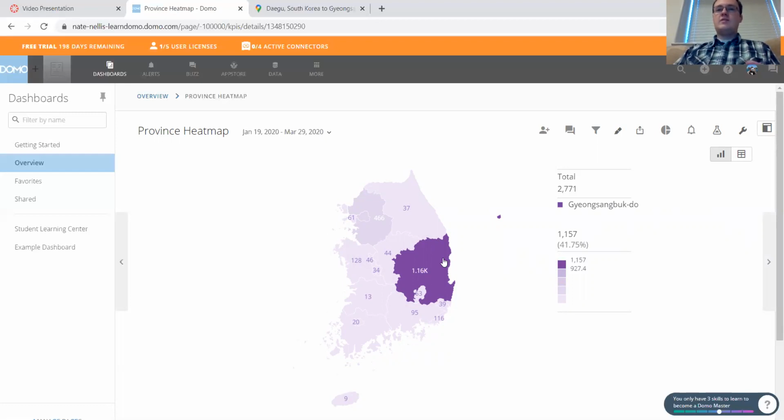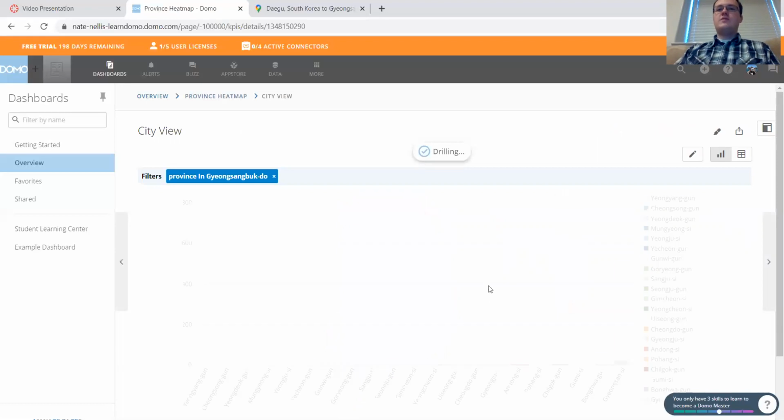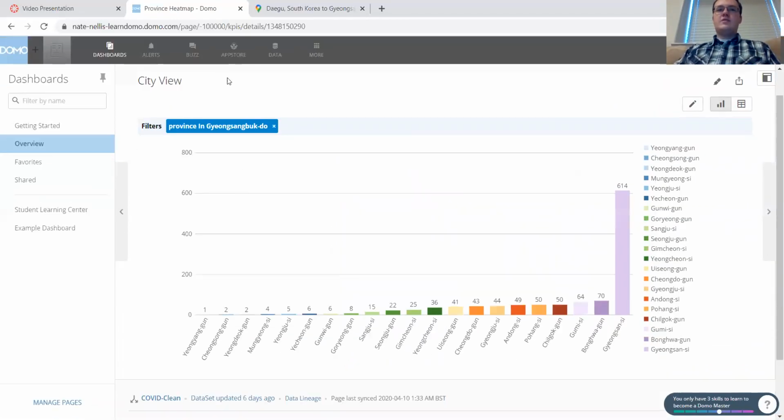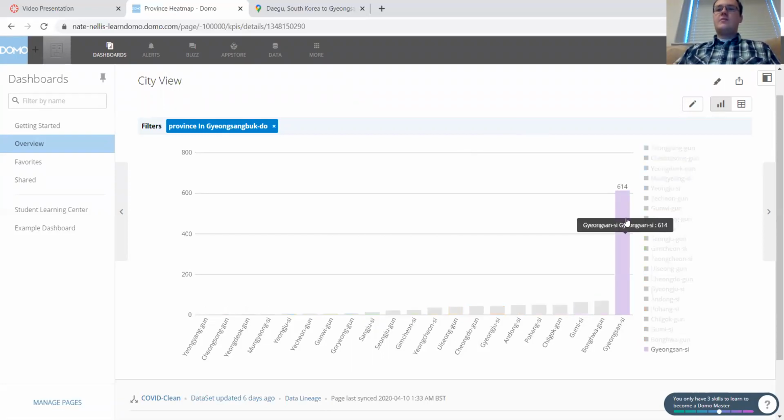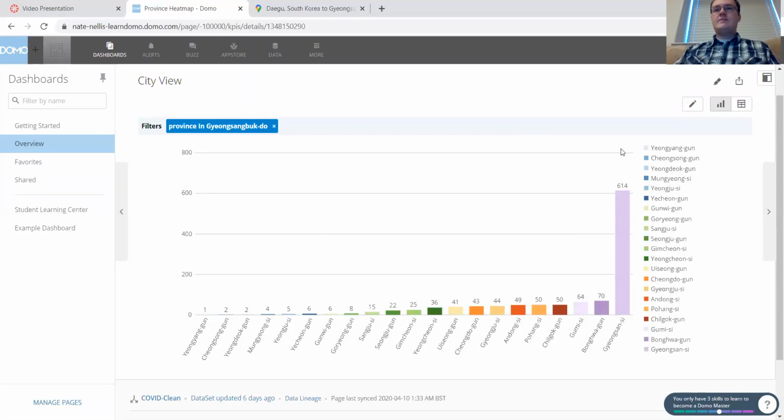If we click into these graphs, we can do drill downs, which is a feature that Domo has, or we can look at this filter here, which is on the province of Gyeongsangbuk-do, and we can see the different cities that are in the province. Just like we saw previously with the whole country, there's one city in this province that stands out from all the rest of them, which is this one, Gyeongsang-si. It has about 50% of the cases in this province in just this one city, which is a lot. The next city is about 1/10 of the number of cases.